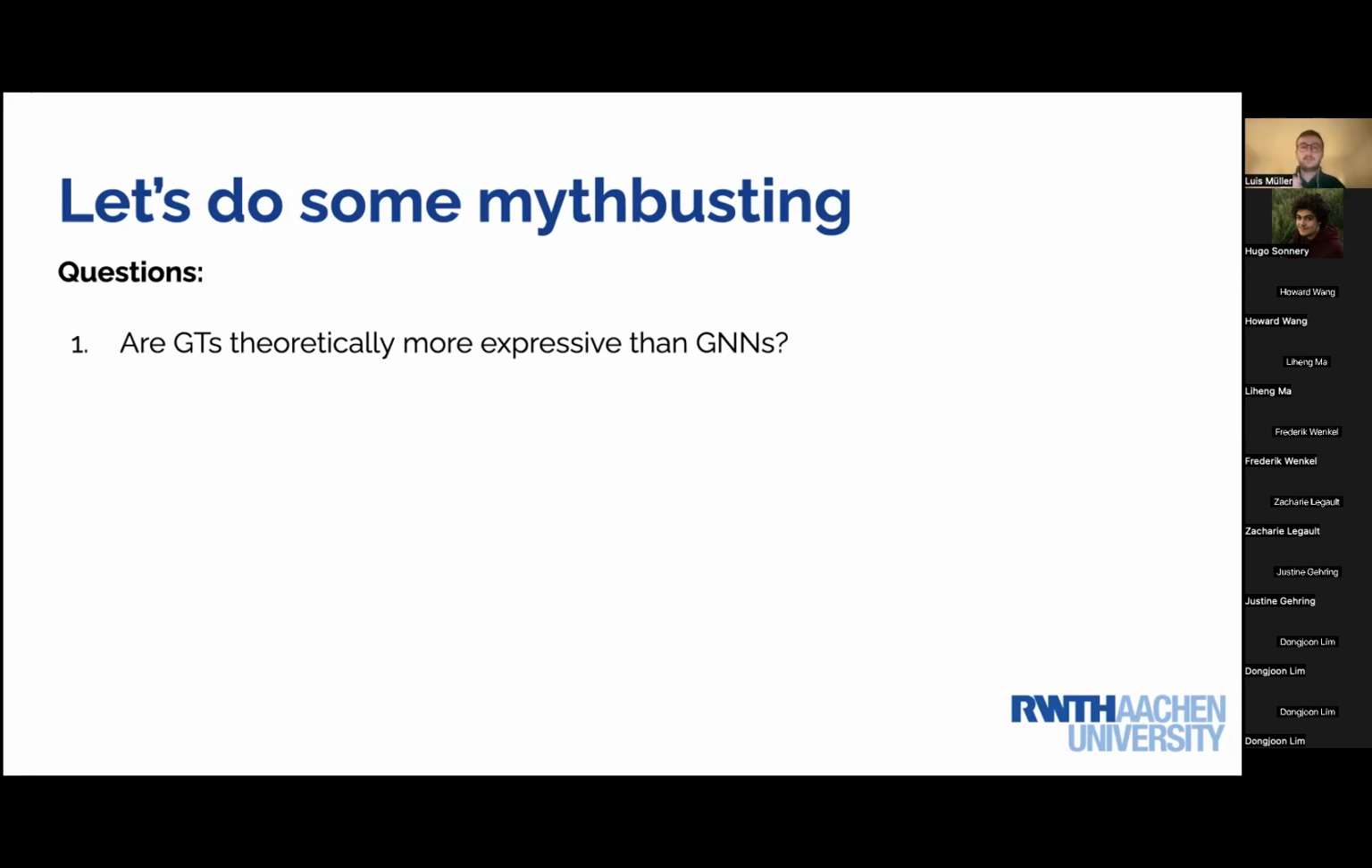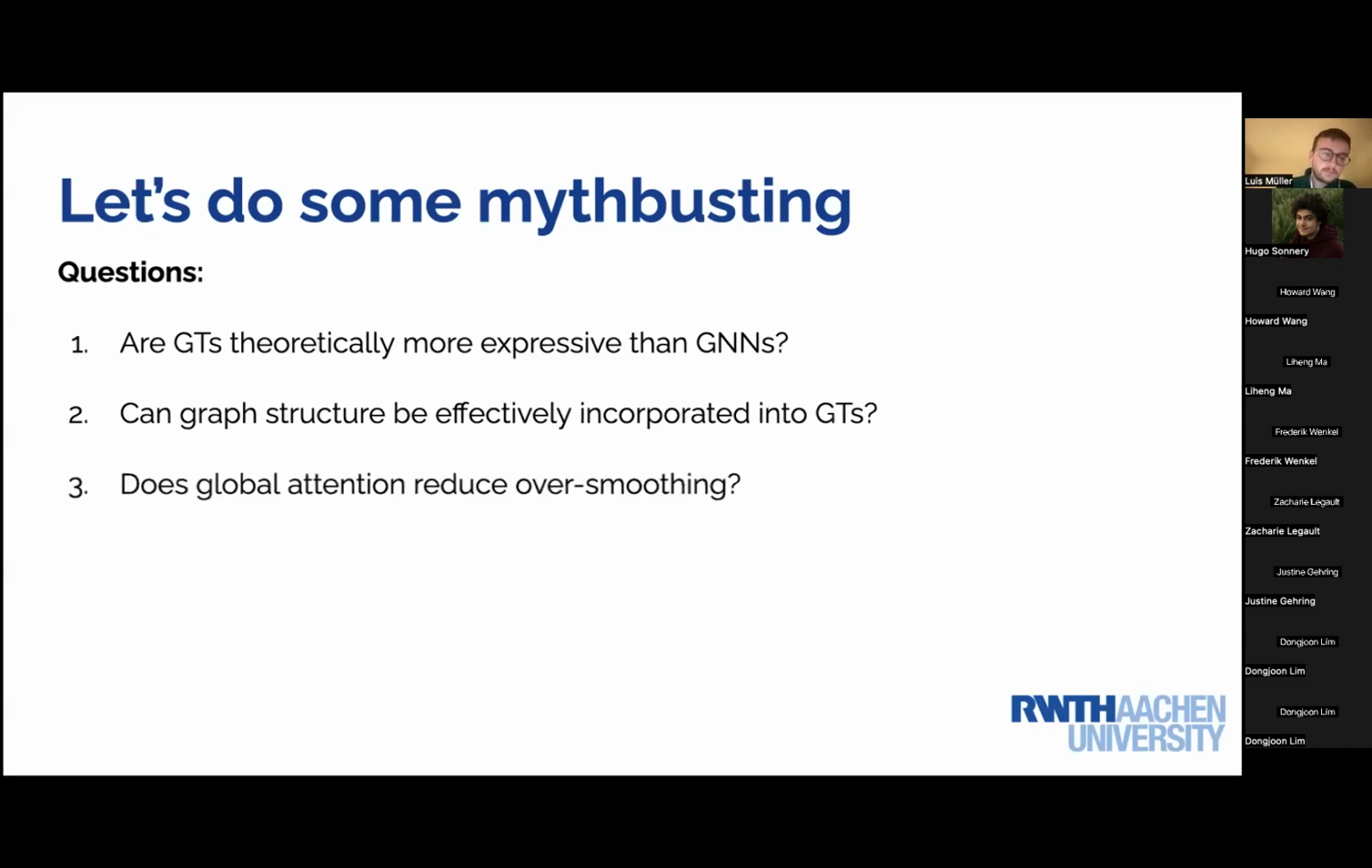So different GTs with different bells and whistles might be more theoretically expressive. But here we're talking really about the base model of just applying attention on top of node features. The second question is, do the existing approaches for incorporating graph structure actually work? So can we actually find evidence that they do recover structure, or is there something else to their success than recovering structure between nodes or edges and so on?